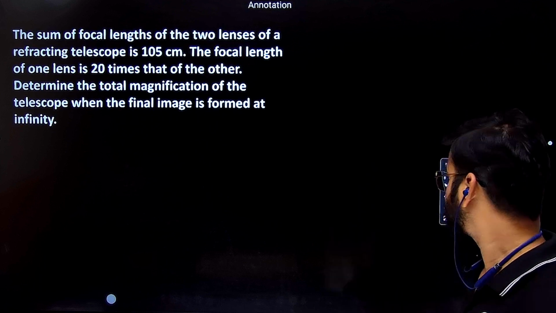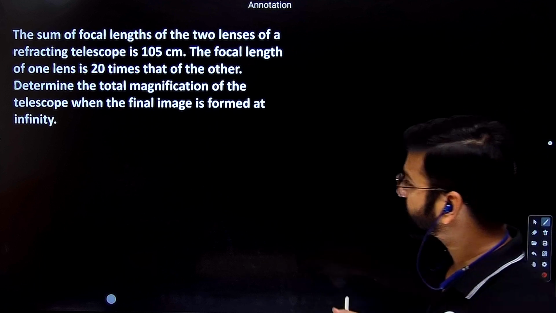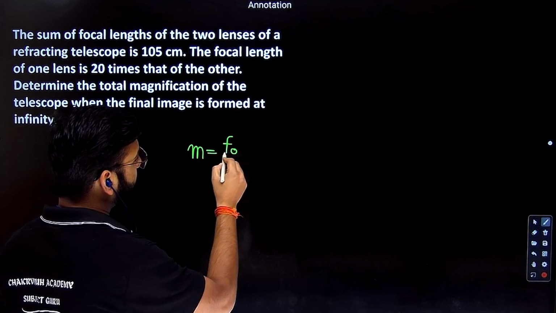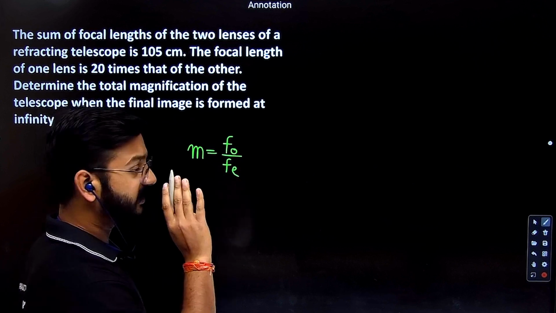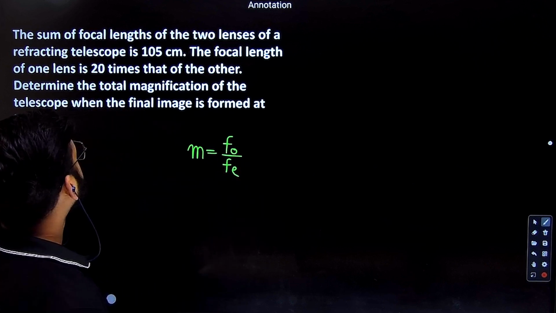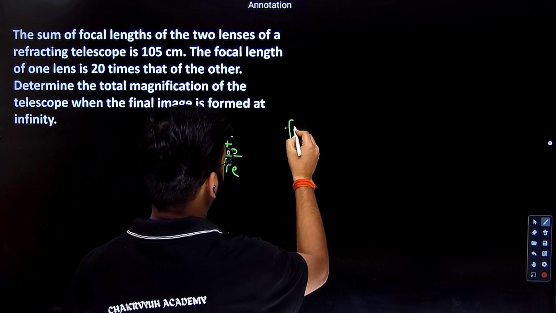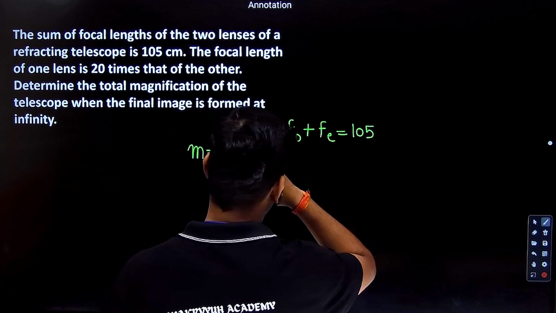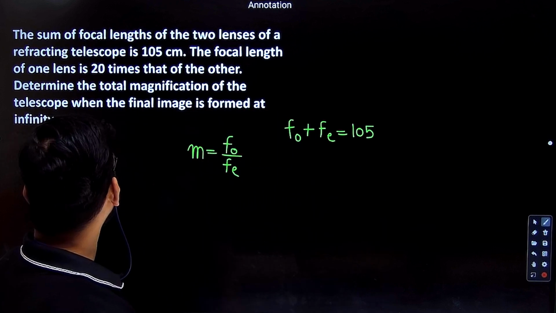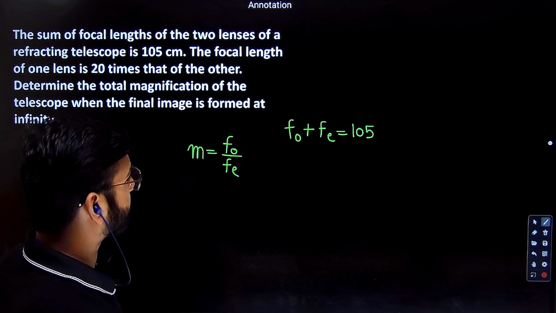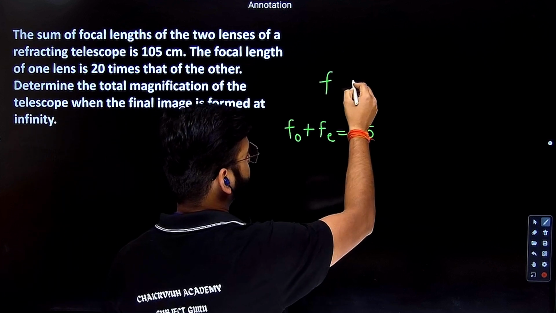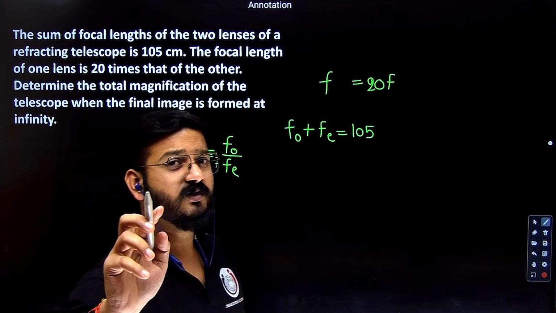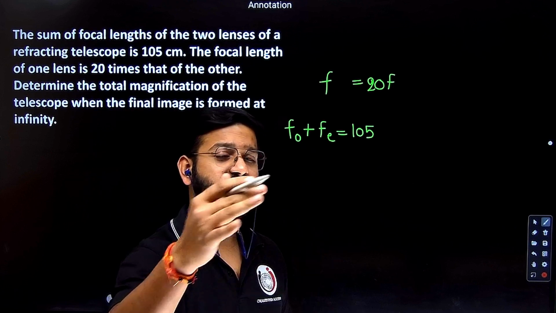So let's use this formula. So magnification for the telescope is m equals fo by fe when the image is formed at infinity. The sum of the focal lengths fo plus fe is 105 centimeter, and the focal length of one lens is 20 times that of the other. So the focal length of one lens is 20 times the focal length of the other lens. So we need to identify which one will be greater, which one will be smaller.